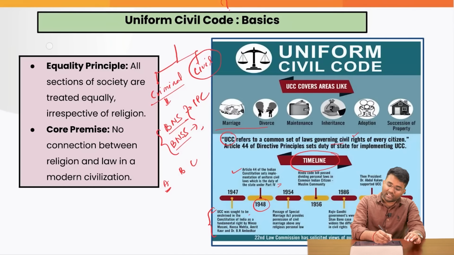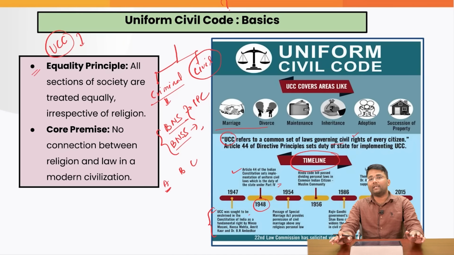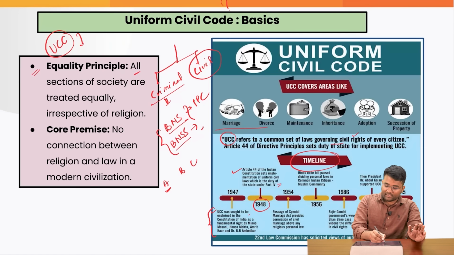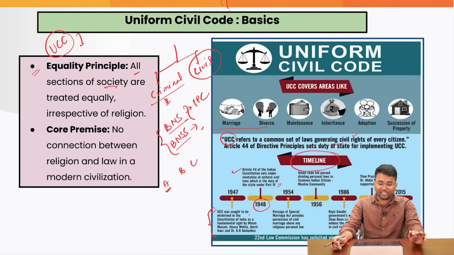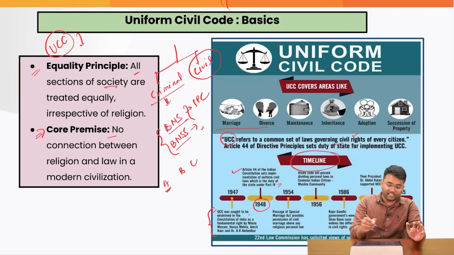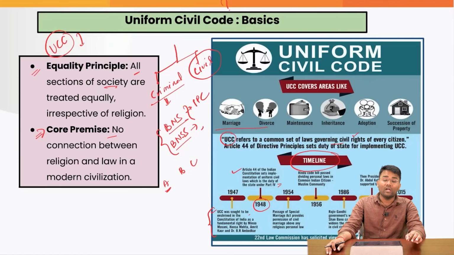And if you see what exactly Uniform Civil Code focuses on, it simply focuses on the equality principle. For example, in the matters of criminal wrong, the code or the law looks at everyone with the same lens. Here also, the Uniform Civil Code says that all sections of society are treated equally. In the civil matters also, irrespective of the religion, there should not be any discrimination based on religion. And the core premise is that there is no connection between religion and law, especially in modern civilization where rationality and scientific temper are of paramount importance.